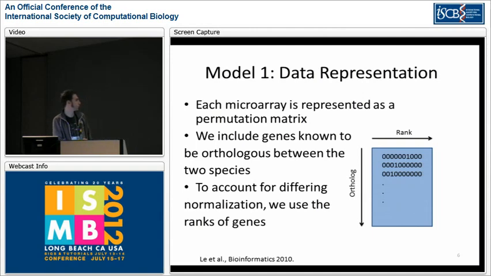Additionally, when we look at genes, we restrict ourselves to orthologs. Orthologs are genes which we expect to have similar function in human as well as whatever two species we're looking at. And we pull those orthologs from some database. We actually use Paranoid.